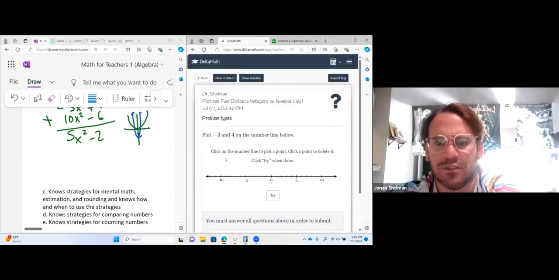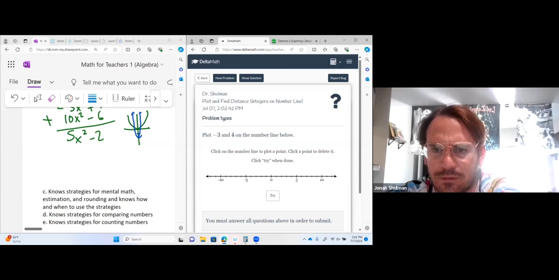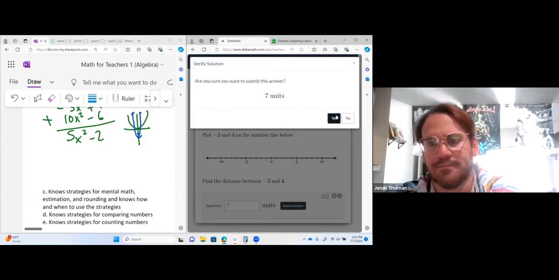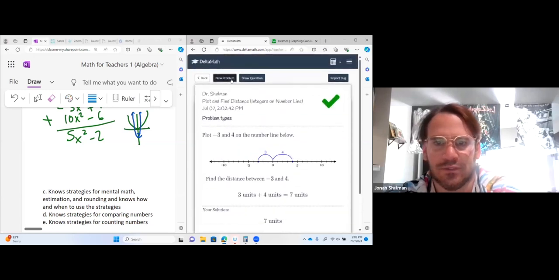All right. So here we go. Here's another good way to round. So plot -3 and 4 on the number line. So clicked. So here's -1, 2, 3, and here's 4 on the number line. Find the distance. 1, 2, 3, 4, 5, 6, 7. I'm going with 7 units. We did it. Let's do one more.